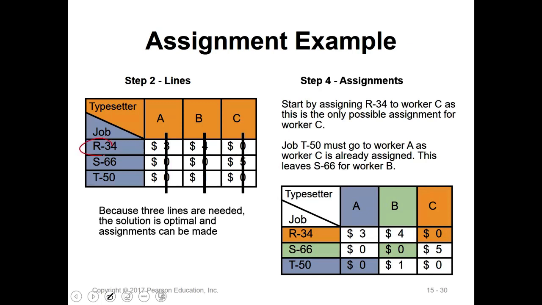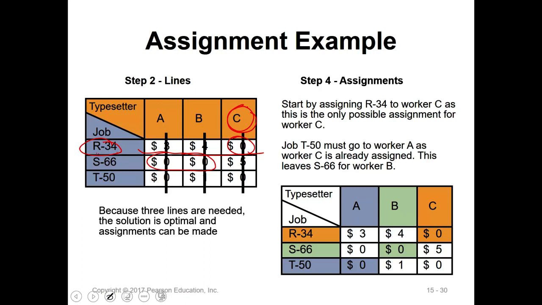Look at this R34 in this line, and this one, it is the 0, correct? And assign this R34 to the 0. The 0 according to it is C. So assign R34 to printing machine C. And if you assign this to C, then S66 should be A or B, because A and B are 0.